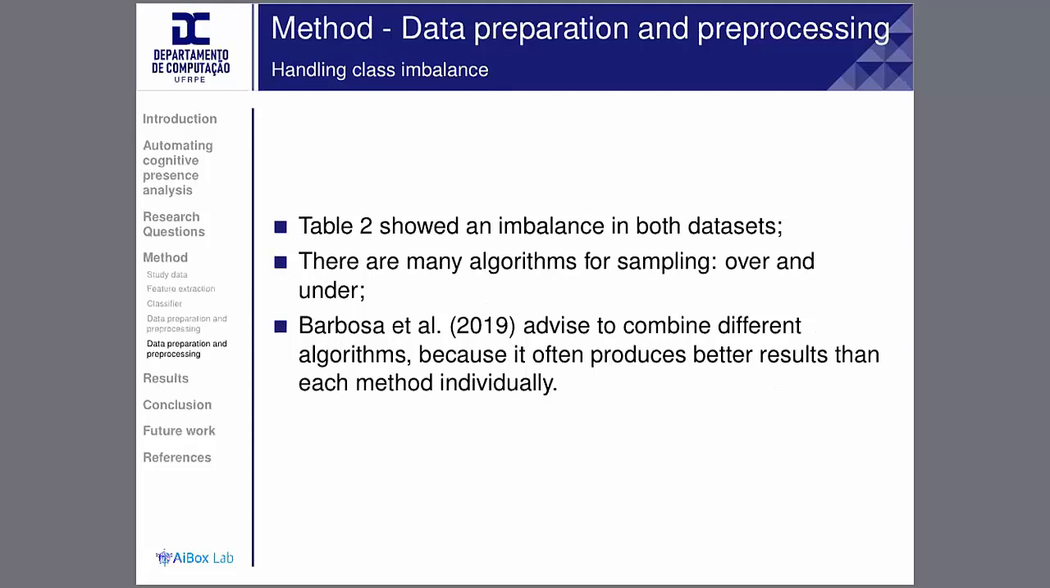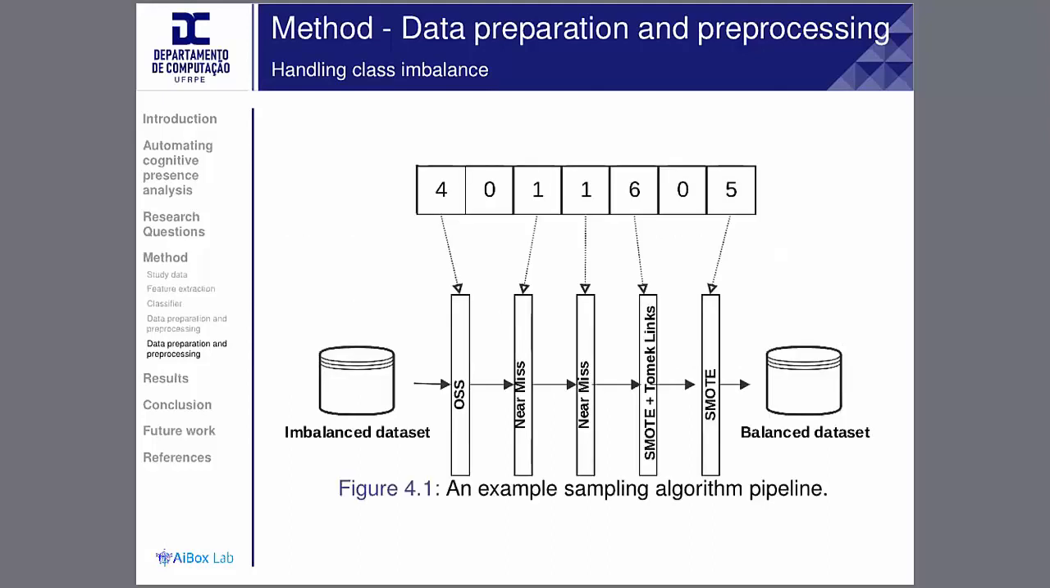There are many algorithms for sampling, oversampling and undersampling: Near Miss, OSS, random undersampling, SMOTE. But there is a work that was published in 2019 by Barbosa et al. In this work, they say that the combination of different sampling algorithms can produce better results than standalone methods. So we decided in this work to try this combination and test if the combination really produces better results.